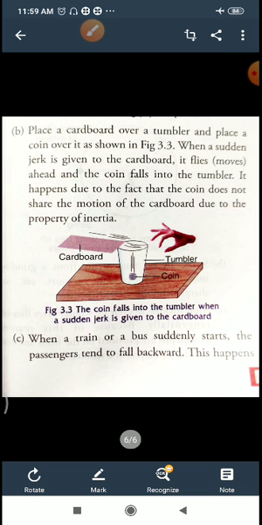Next example: place a cardboard over a tumbler and place a coin over it, as shown in figure 3.3. When a sudden jerk is given to the cardboard, the cardboard will fly, but not the coin. The coin will fall down inside the tumbler. It happens because the coin does not share the motion of the cardboard, due to the property of inertia. You can try this at home also.